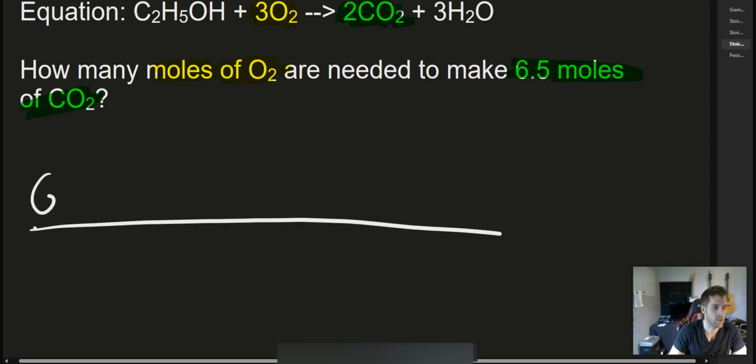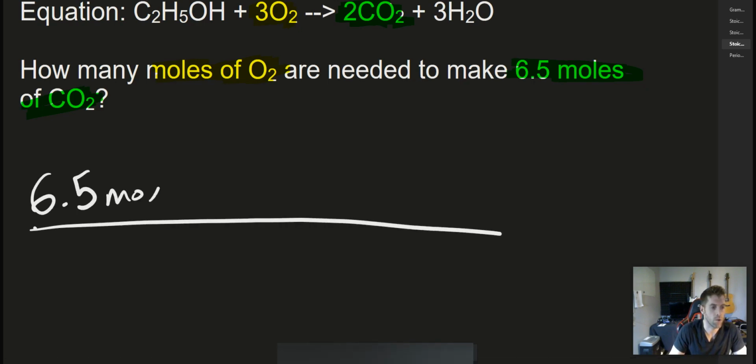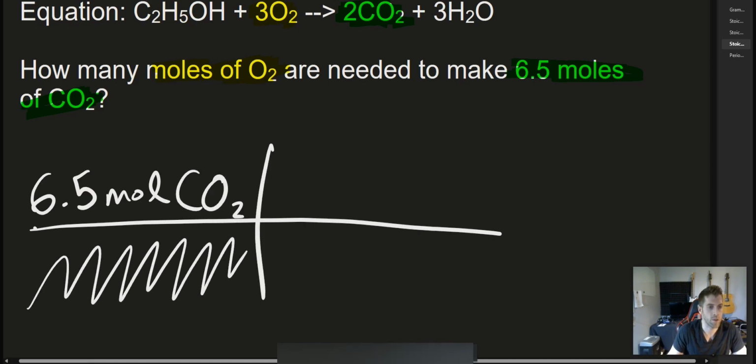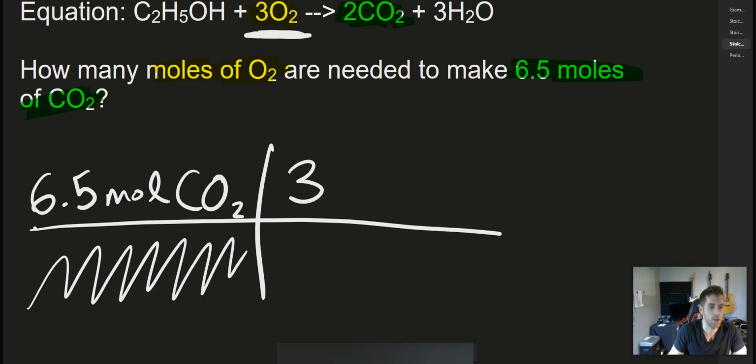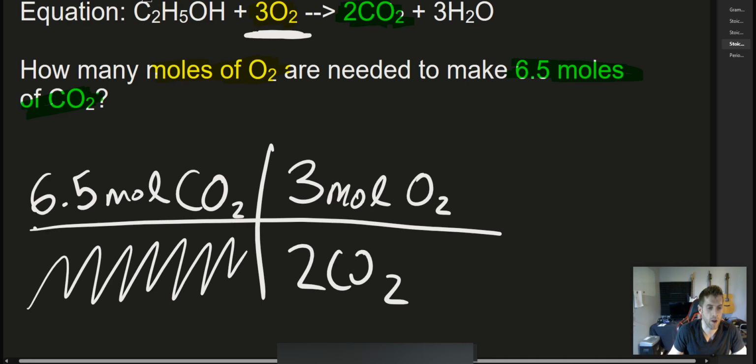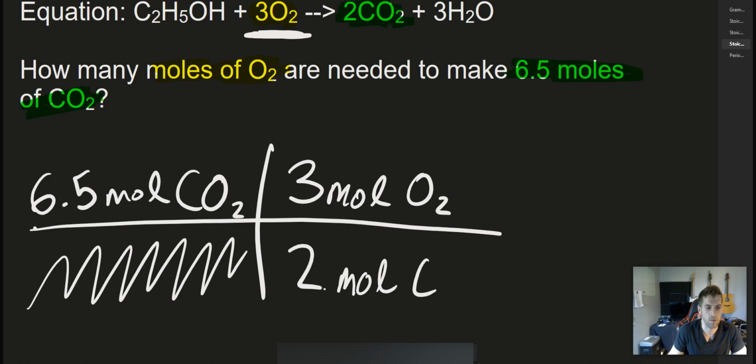What are we given? 6.5 moles of CO2. What are we trying to find? Well, we're trying to find the 3 moles of O2. And we need to eliminate the moles of CO2 top left. So we put the ratio on the bottom here, 2 moles of CO2. And now we can do the math.